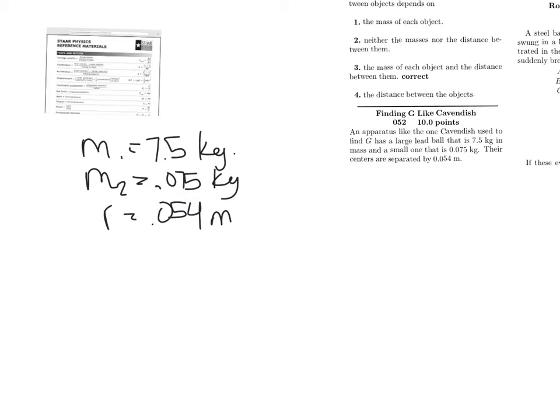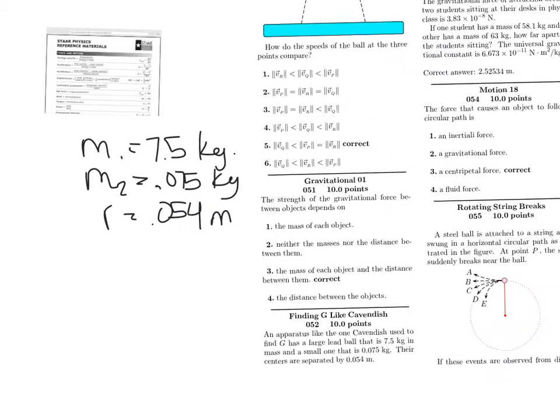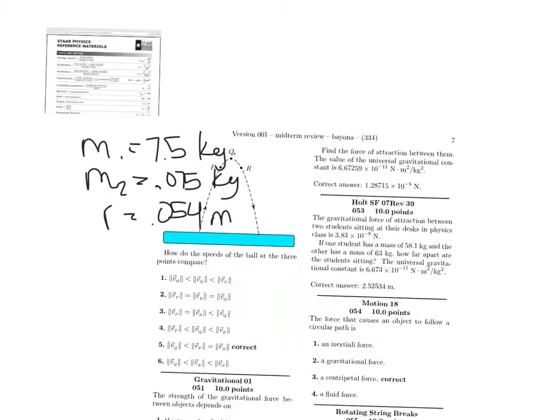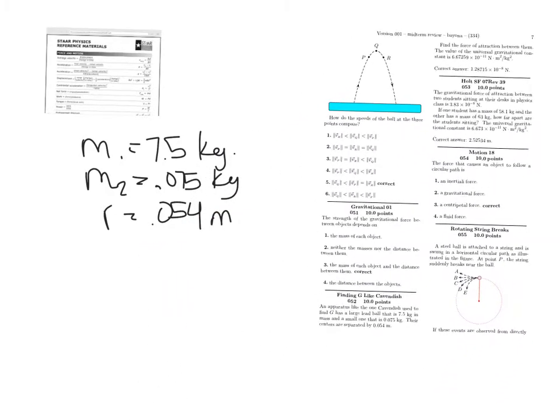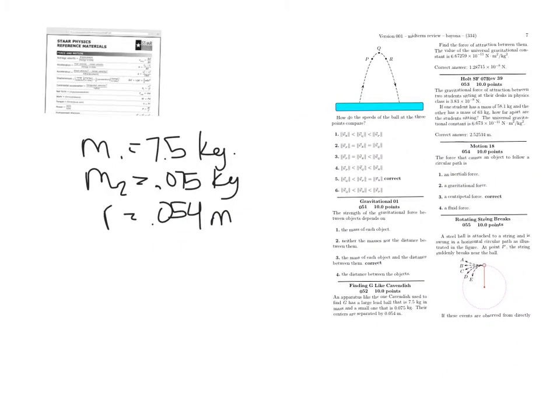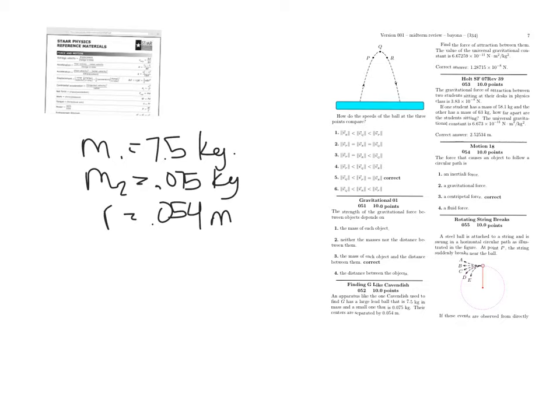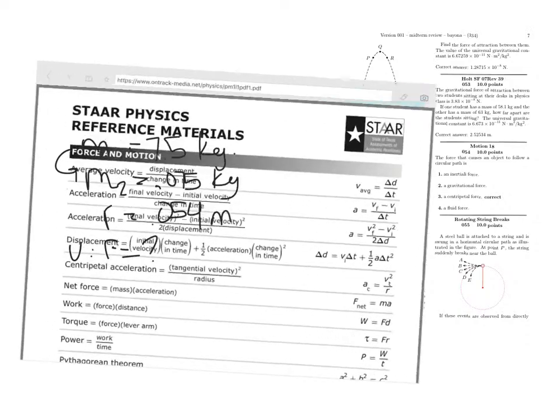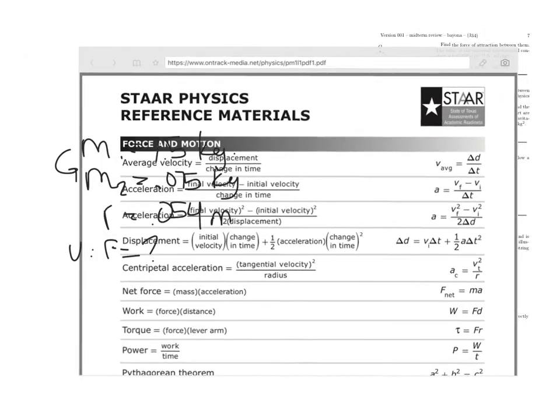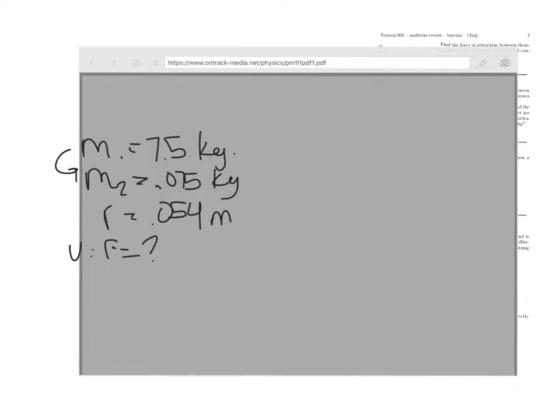All right, let's see. What's the question asking? Find the force of attraction between them. And they give you the gravitational constant there. So my unknown, these are my givens. My unknown is force equals. Okay, so let's look for an equation that has all these things right here. We need an equation that has all these things, otherwise I can't use it. Okay, this is physics 101 here, right? Hopefully.